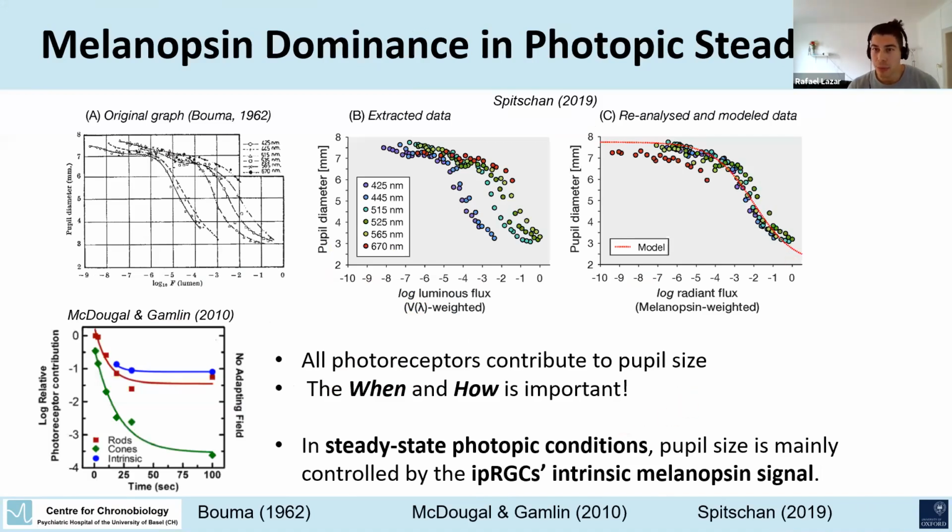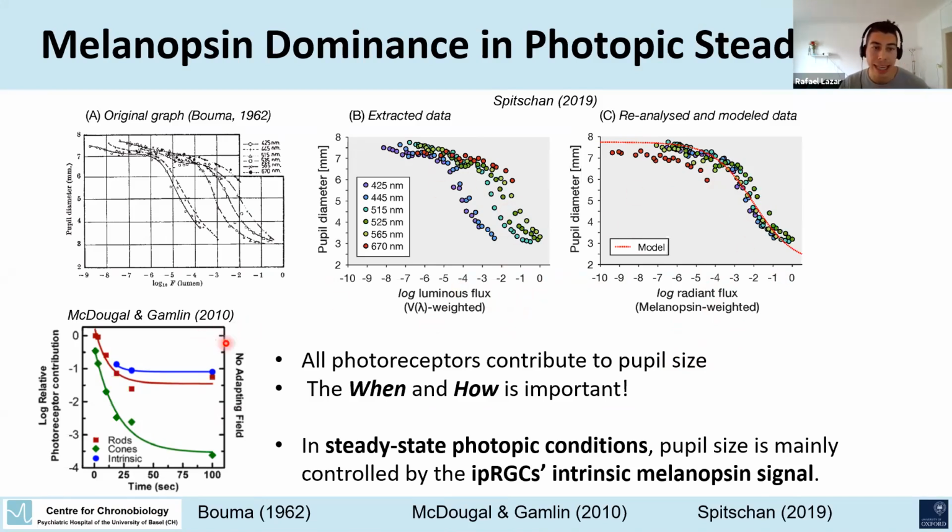So what is it about pupil size? How do these photoreceptors contribute? Well, all of them actually contribute, but the when and how is critical here. When we look at photopic steady state light conditions, which we are arguably surrounded by most of the time, like now in our wakefulness, we can see that melanopic weighted measures, so melanopsin, are actually a better representation of our pupil size, shown in this graph here, than luminous measurements. Luminance would be more accurate for brightness perception, for instance. And these are monochromatic lights here, by the way.